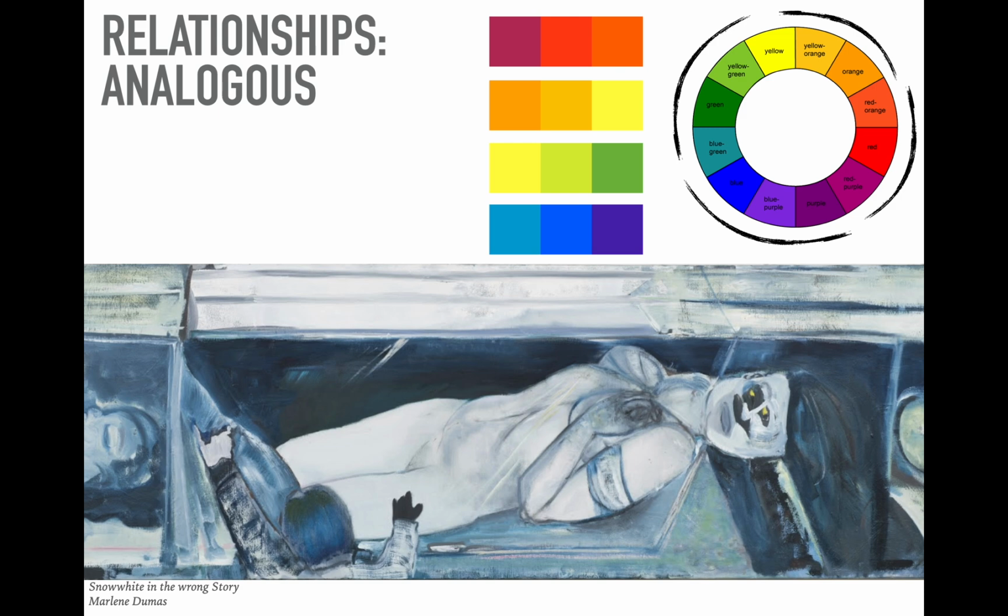The next relationship is analogous. Analogous colors are right next to each other on the color wheel. So it's going to make the image feel harmonious because they have underlying hues in common.